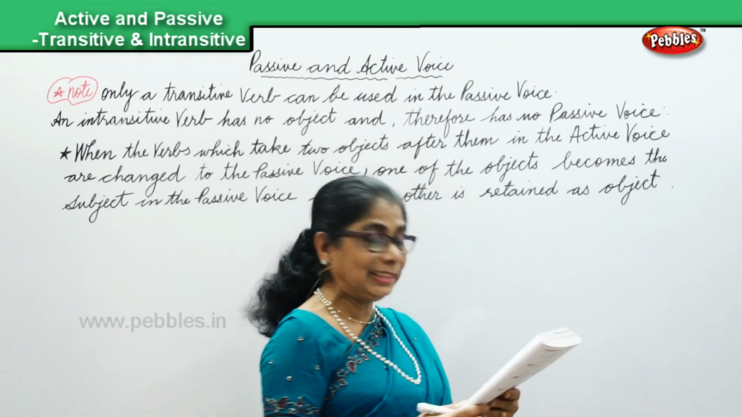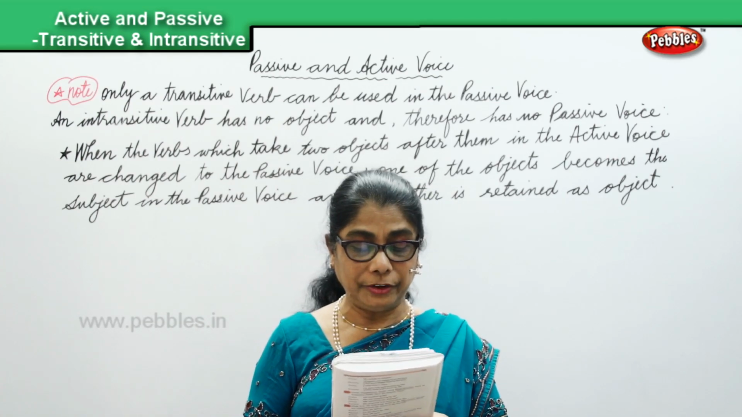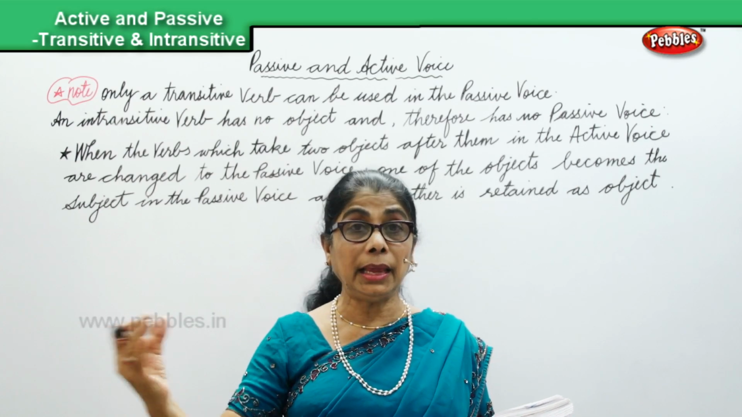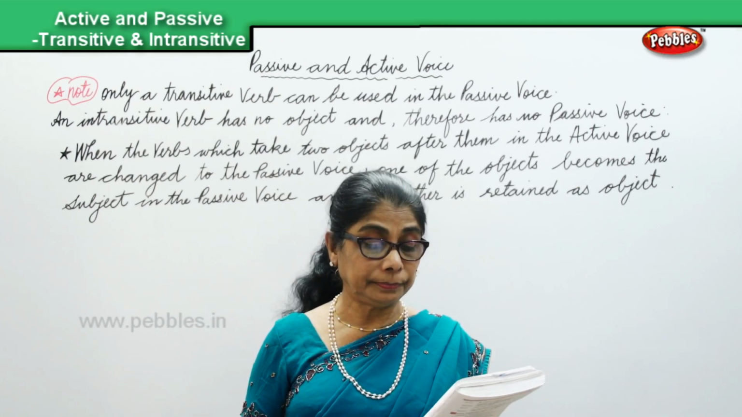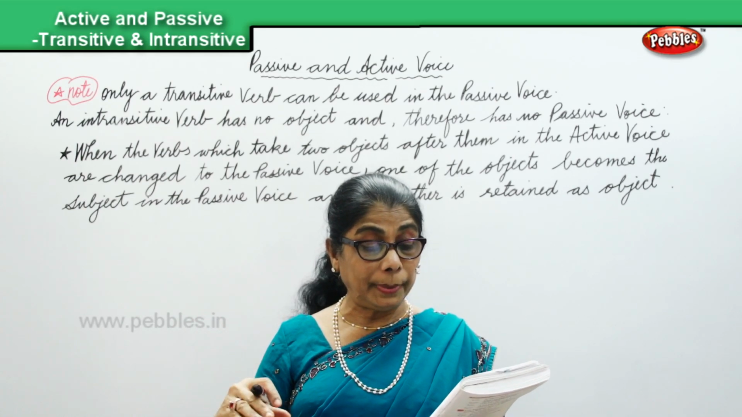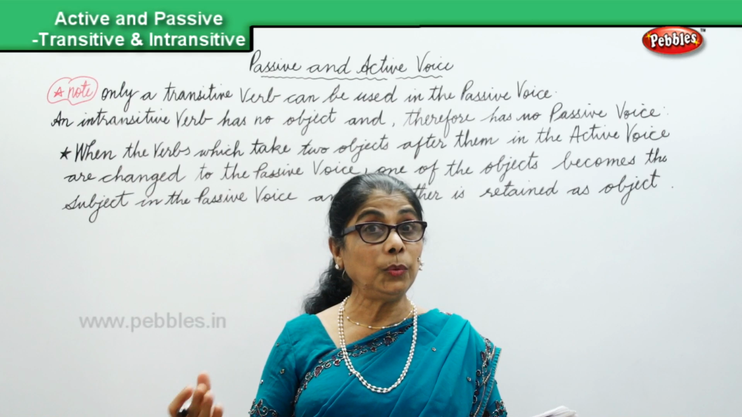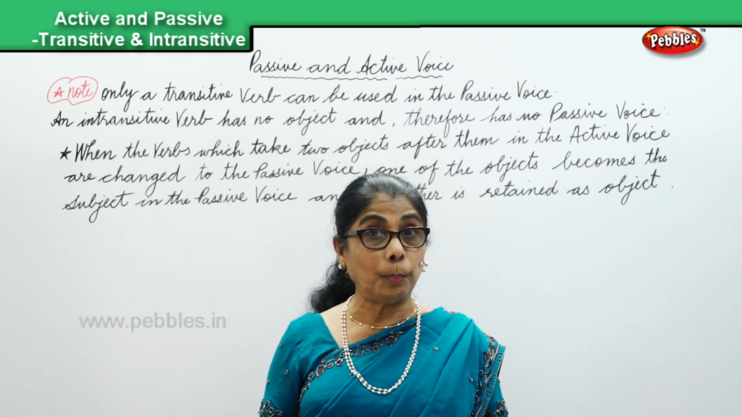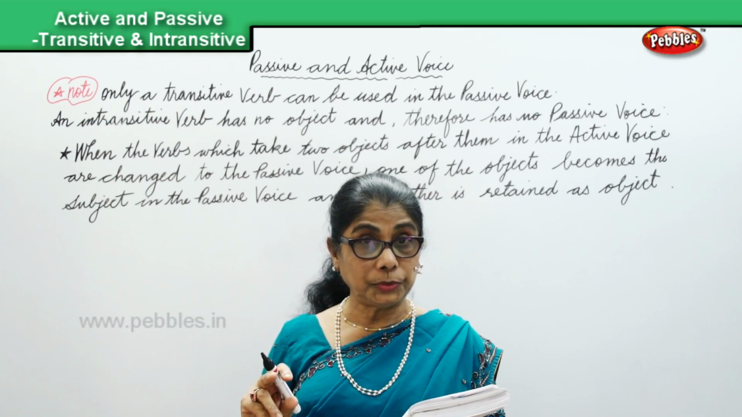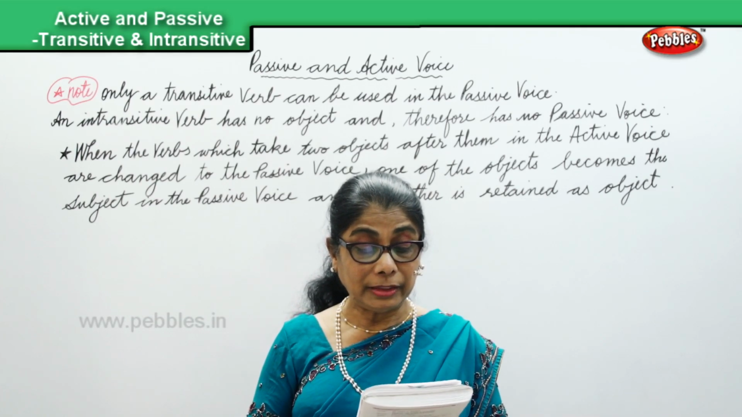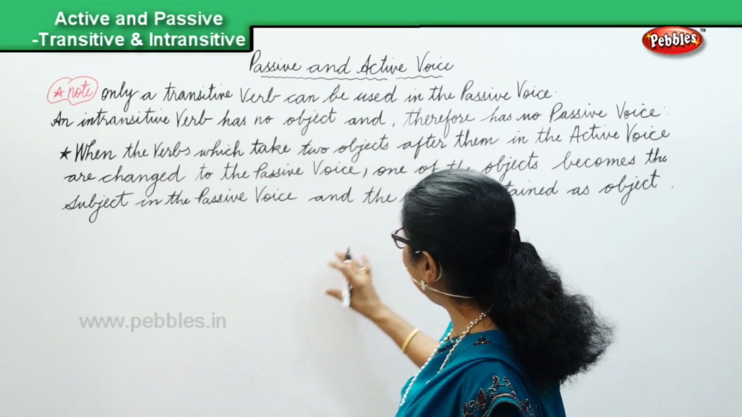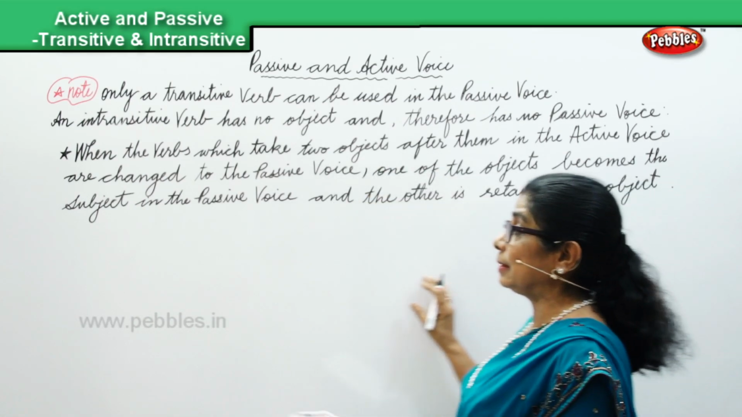Okay, now let's look at the sentences I have here for you. He gave me a book. Active. A book was given to me by him. I was given a book by him. Passive. We are talking about two objects. When the verb has two objects, one becomes the subject and the other automatically is retained as an object.